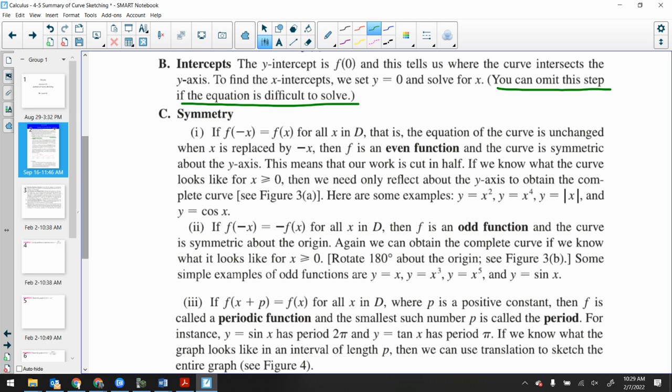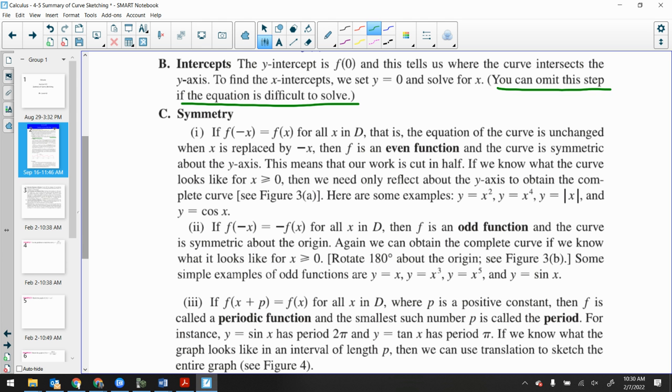Symmetry over the x-axis, symmetry over the y-axis. Is it odd? Is it even? First thing, when is it even? If f of negative x is equal to f of x, right? If you plug in negative x and it comes back out as the original function, then you know that it is even. If f of negative x is equal to f of x for all x in the domain, that is the equation of the curve is unchanged when you take x and replace it with negative x.